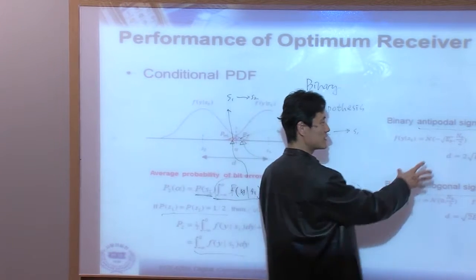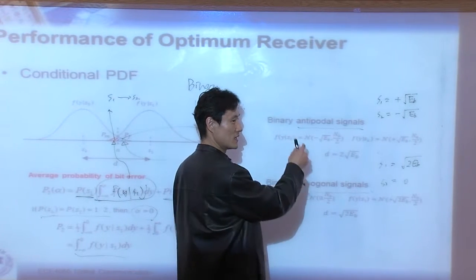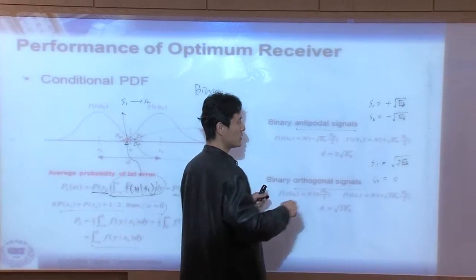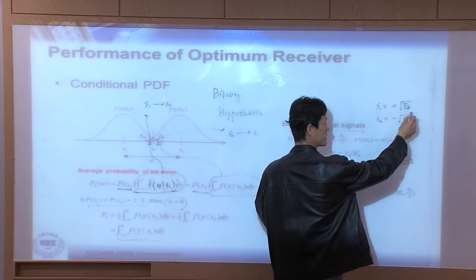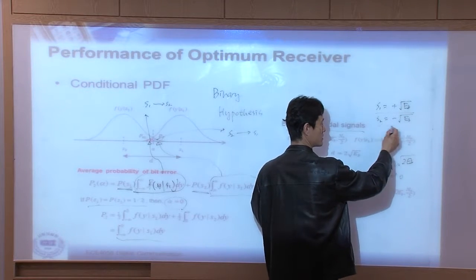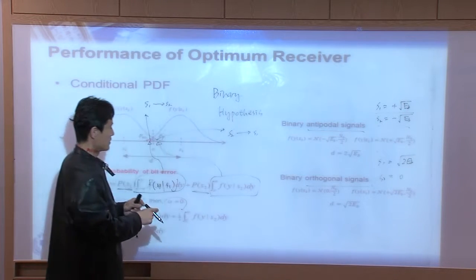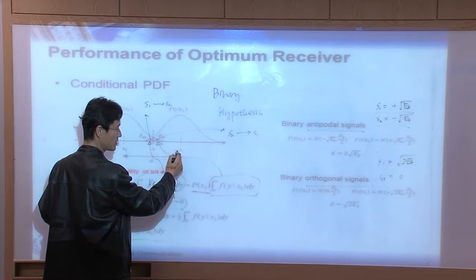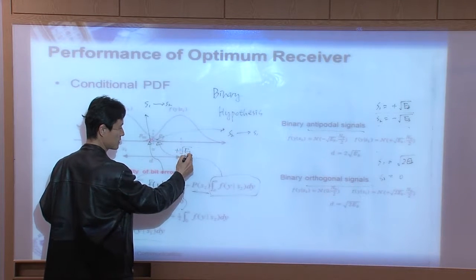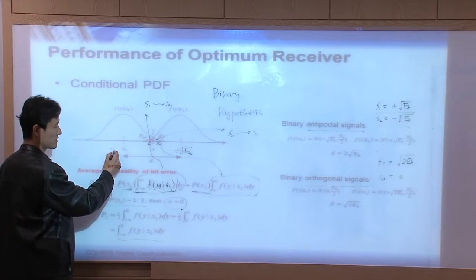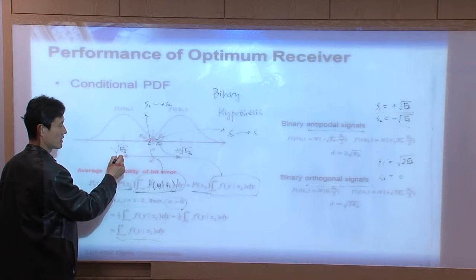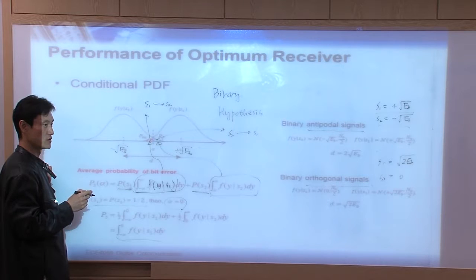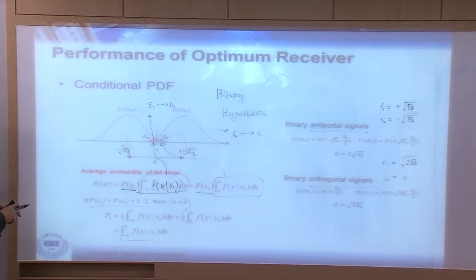Now let's take an example of antipodal signaling. In this example of antipodal, we're going to see S1 is a positive value, S2 is negative. So now, if you assume antipodal signaling, this one becomes positive root square EB. Now this one becomes negative root square EB, if antipodal is used. Okay?